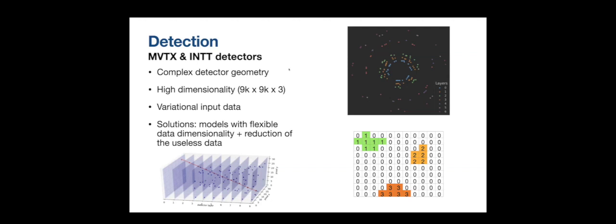The main points about the data are that it has a very complex detector geometry, very high dimensional data, 9K by 9K by 3, and variational data input, since the amount of particles can change. So the best solution, which comes from the data description, is that we should deploy models with flexible data dimensionality and reduction of useless data.